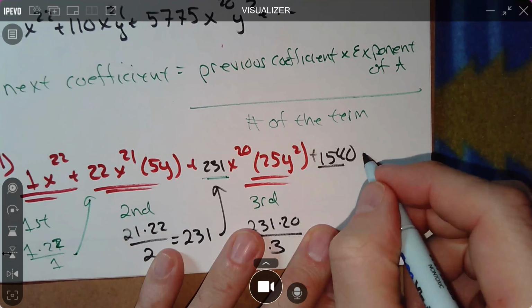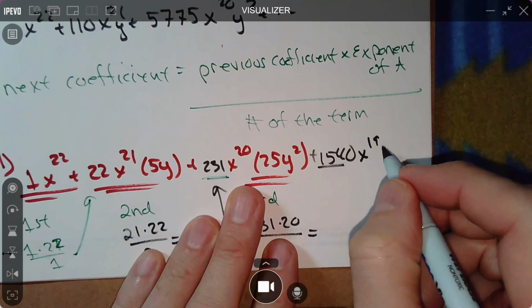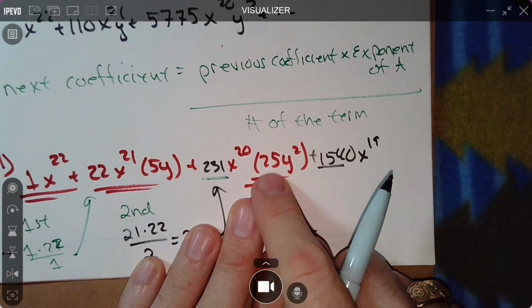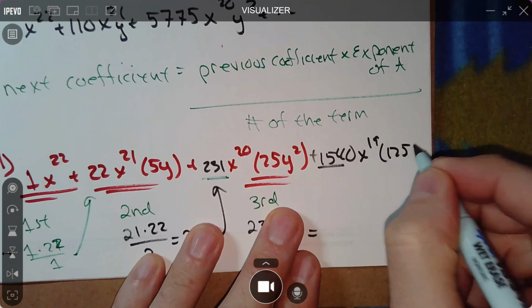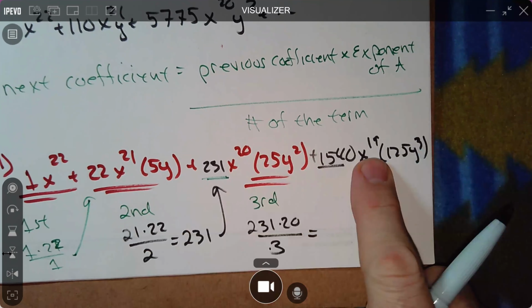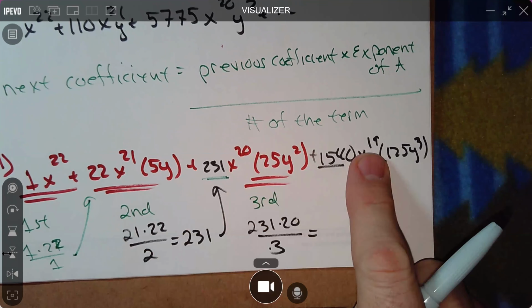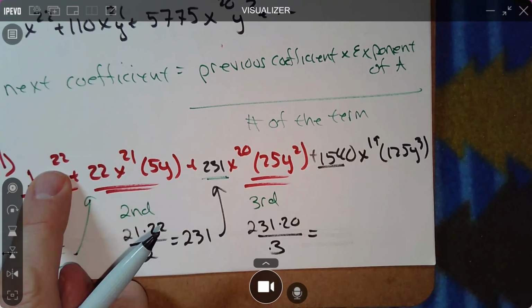That'd be x to the 19th. And then 5y to the third would be 125 y cubed, etc. But you're only going to use the exponent from your first term, all right, before you start doing any work to simplify that.